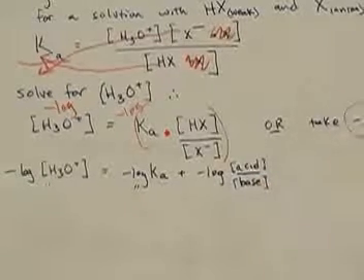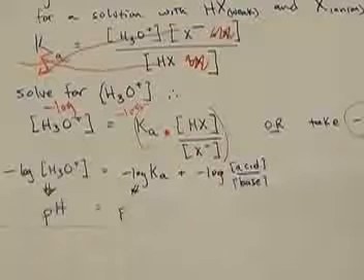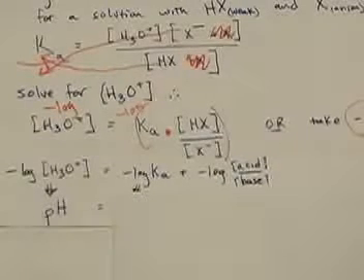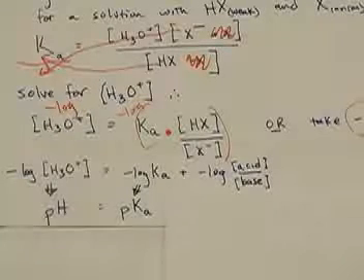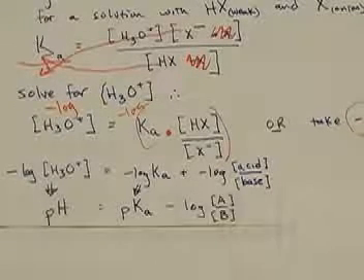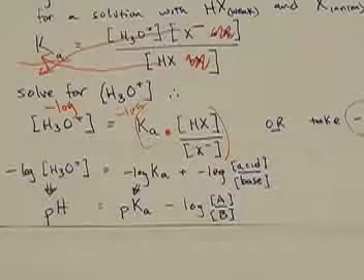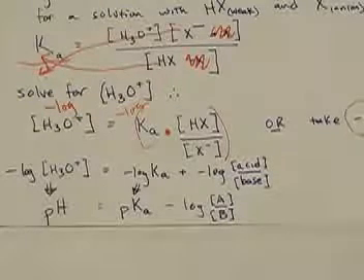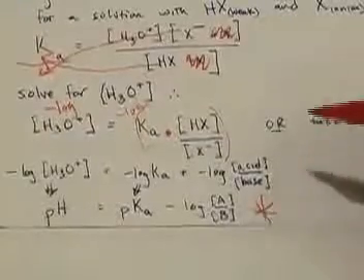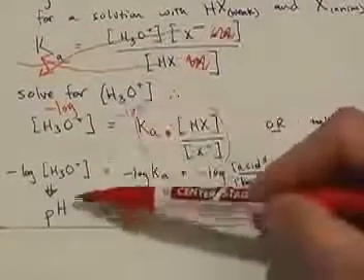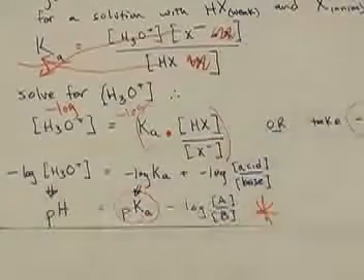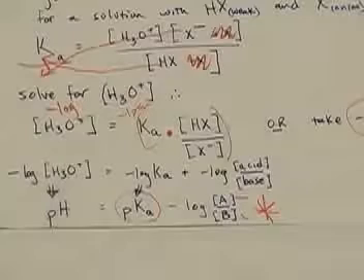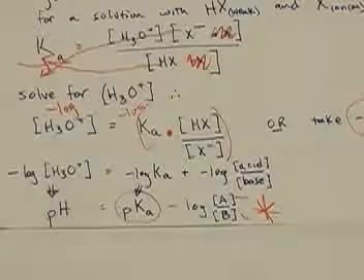Well, where are we going with this? Well, this is the pH. The negative log of the Ka can also be called the pKa. And then I've got minus the log of the concentration of acid over the concentration of base. I can use this equation to quickly and easily find the pH of any buffer solution as long as I know the pKa of the solution, the concentration of the acid, and the concentration of the base.